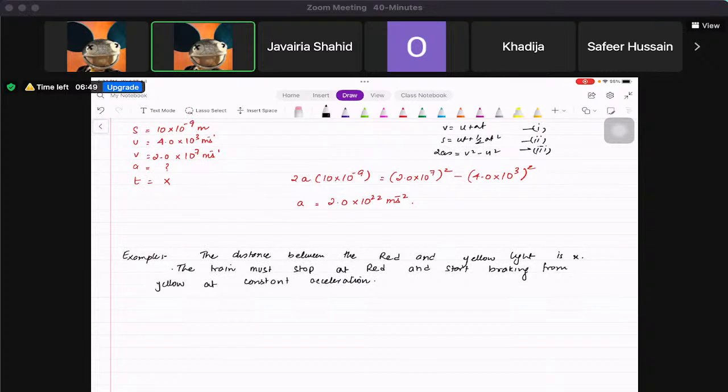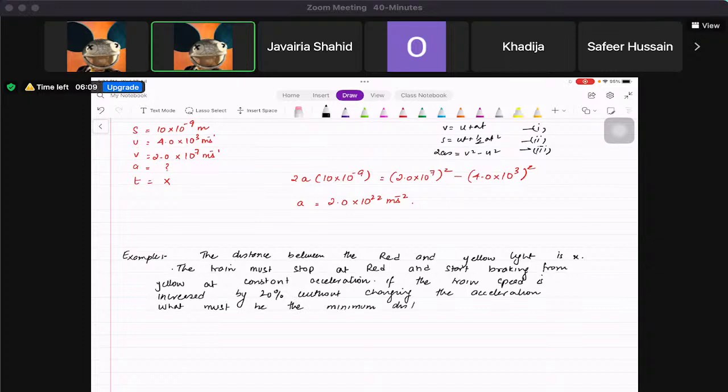Now, if the train speed is increased by 20% without changing the acceleration, what must be the minimum distance between yellow and red light? Okay, so let me just explain what this means.